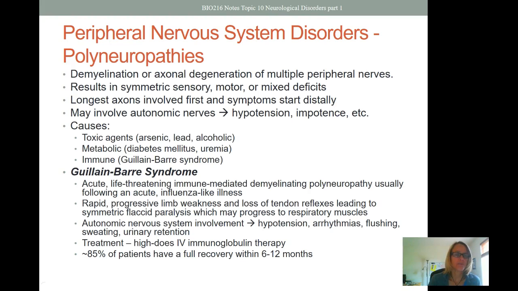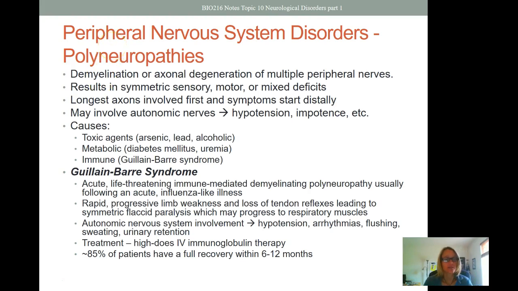Polyneuropathies involve multiple nerves, and here we can have demyelination or axonal degeneration. This can result in symmetric sensory, motor, or mixed sensory and motor deficits. It may involve autonomic nerves, which can result in things like hypotension and impotence. It can be caused by toxic agents such as lead, alcohol, arsenic, metabolic causes such as diabetes mellitus, uremia with kidney failure, or immune-mediated causes such as Guillain-Barré syndrome.